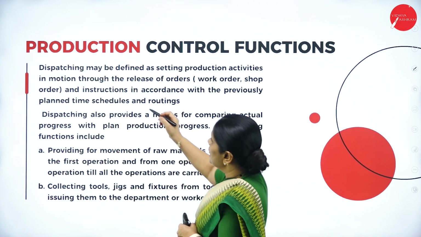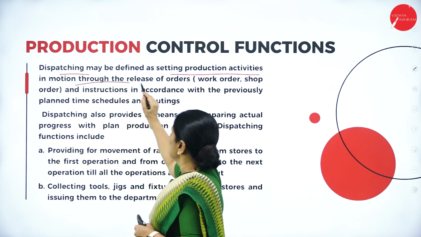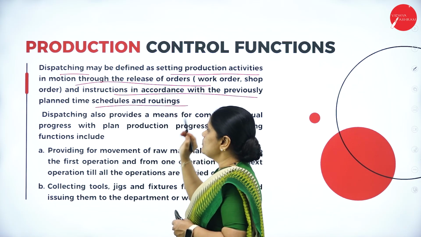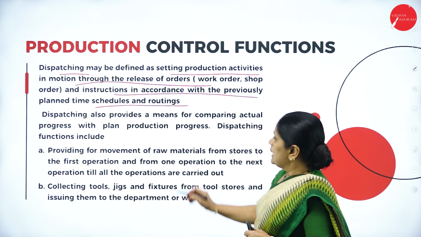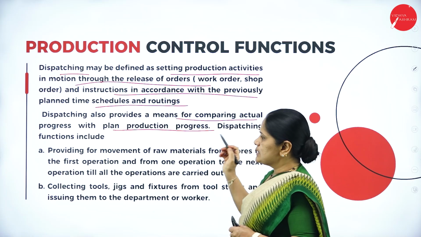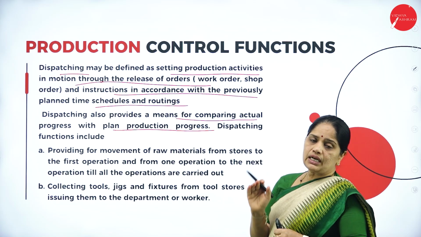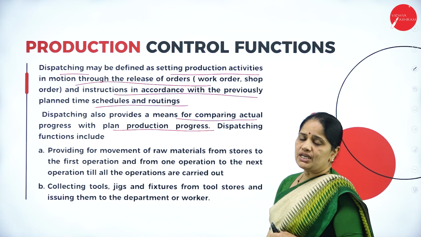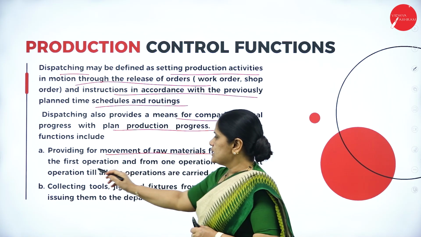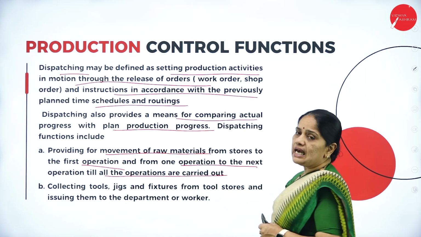The next function is the dispatching function. It may be defined as setting production activities in motion through the release of orders and instructions in accordance with the time schedule and routing. So it also provides a means for comparing actual progress with planned production process, and actually you will be setting the production action into motion only with the dispatching function. So it gives movement of raw materials from the stores, that is the first operation, and from one operation to the next till the operations are carried out.